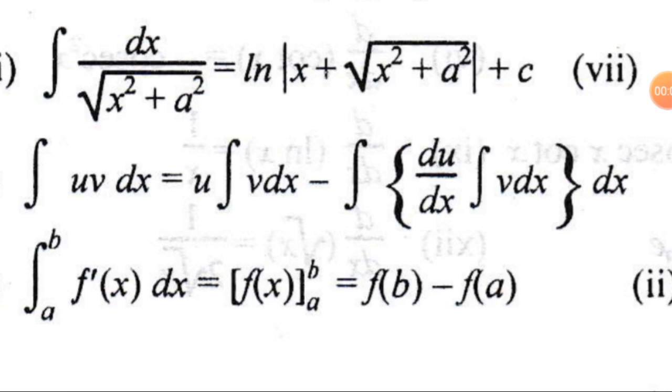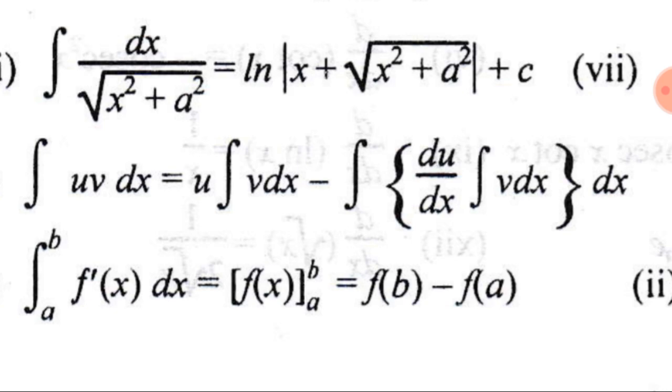Today I'm going to discuss integration by parts. Here, integration of u v dx equals u integration v dx minus integration of d/dx of u times integration of v dx, dx. In this formula, there are two functions. One of them is u, another is v. Both of them are functions of x.